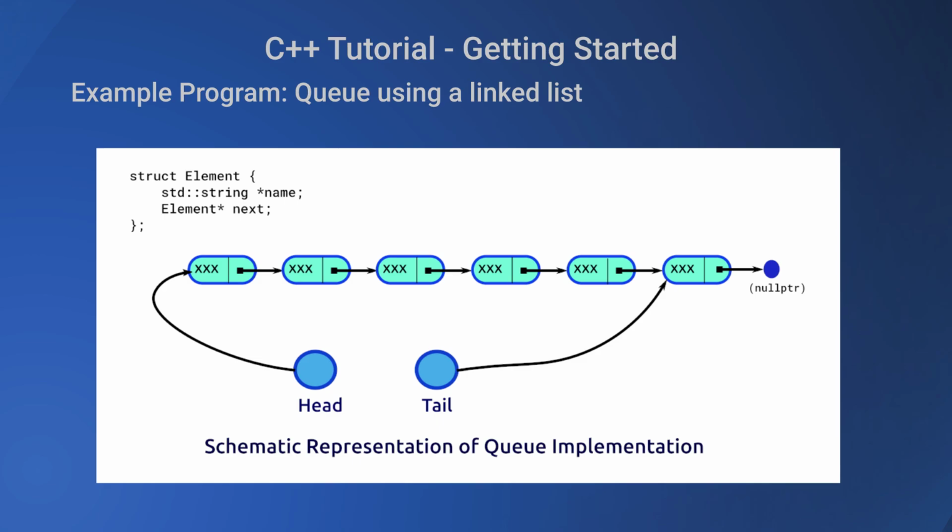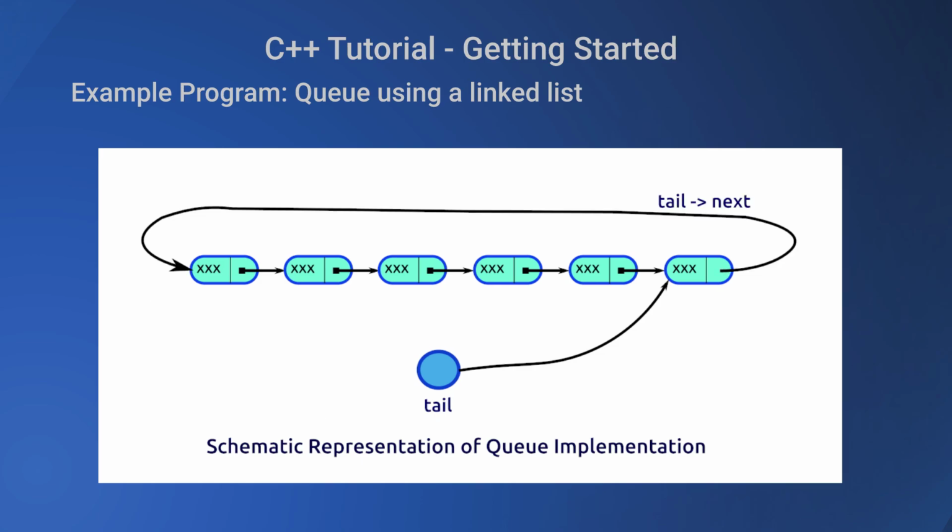It does not point anywhere. It is kind of wasted. We can make it point to the head of the queue and do away with the head pointer. So the head of the queue is pointed by tail pointer next.